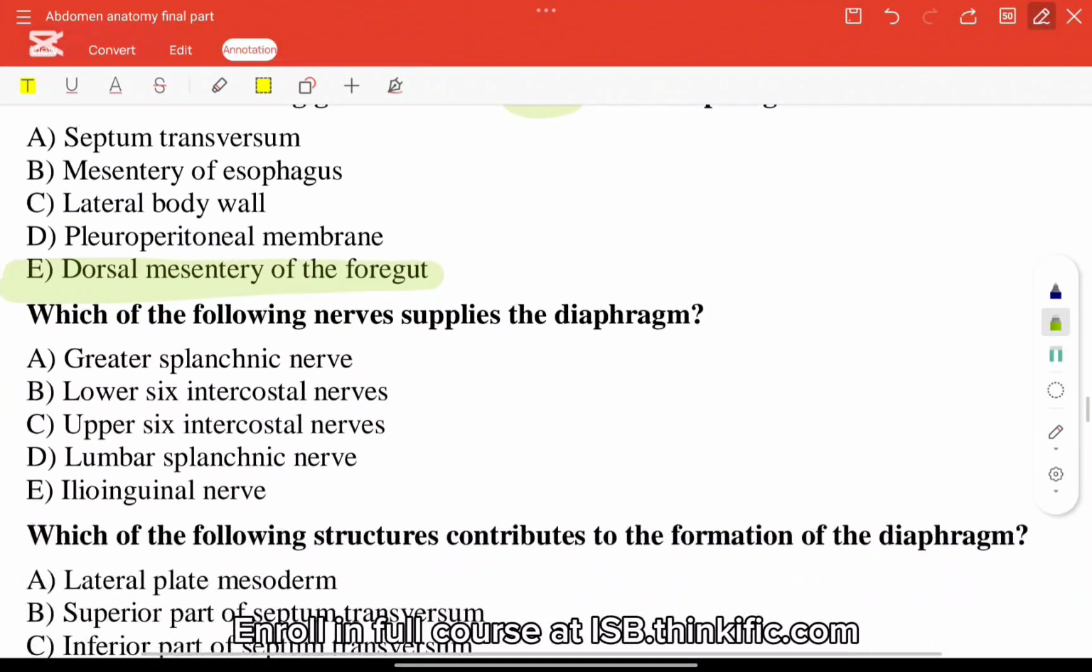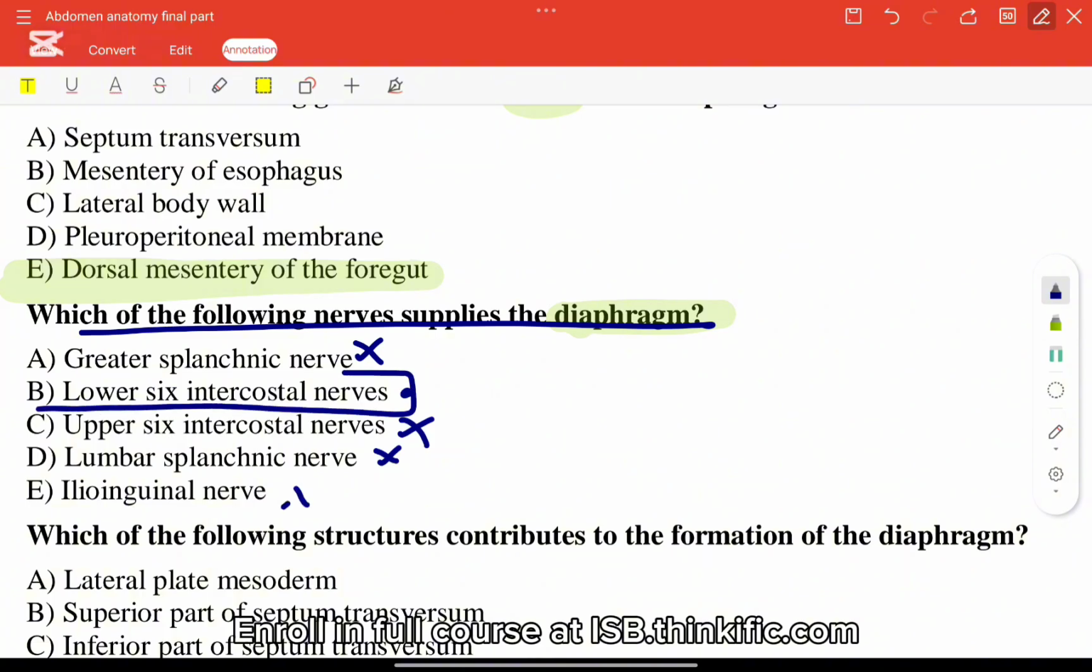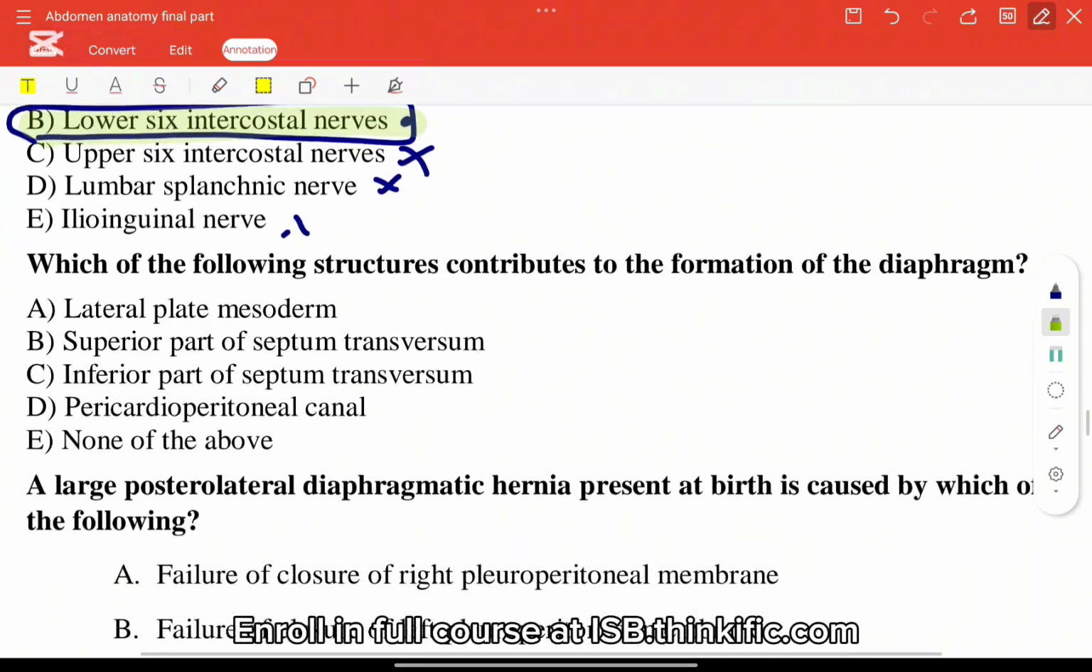Let's see the next one. Which of the following nerves supply the diaphragm? Before we see the question, what supplies the diaphragm? Phrenic nerve mainly, C4 mainly, and that's sensory and motor, but peripheral sensory is the lower 6 intercostal nerves. Always try to answer before you read the options. Greater splanchnic? Lower 6 intercostal nerves, yeah, it does. Upper 6 intercostal nerves, no. Lumbar splanchnic nerve, no. Ilioinguinal, no. So it is B, lower 6 intercostal nerves.